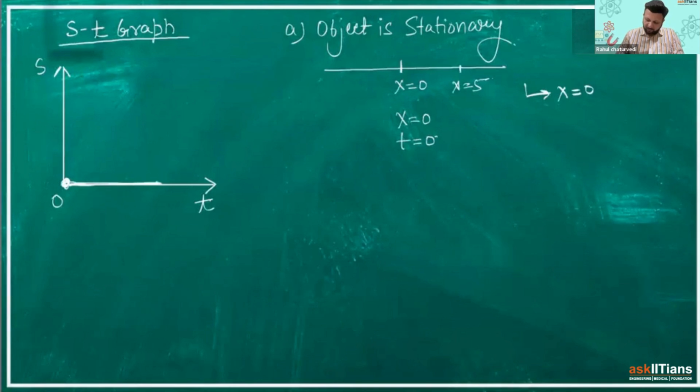Suppose I'm considering that its position at t equal to 0 is at 5 meter. So at t equal to 0, its position is at 1, 2, 3, 4, and this is 5. You can say it is in meter, so displacement is in meter. So its position is 5 meter and the object is stationary. That means its position will always be at x equal to 5 meter, but time is increasing. So the graph will be a straight line.